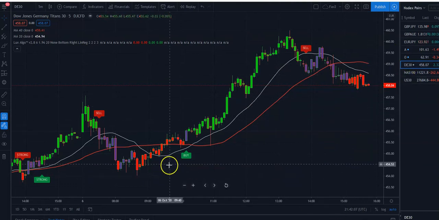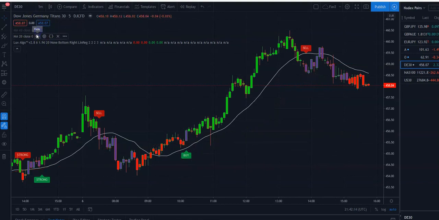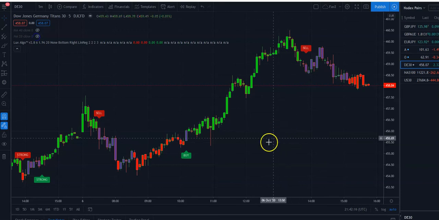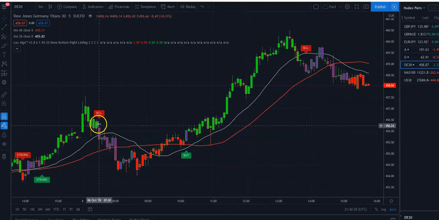As you can see, the Lux Algo does not come with these two moving averages. If I just take them away, this is how it looks. There are other indicators as well that I don't like to use though. I add this for extra confirmation and to keep me out of bad signals such as this one here.